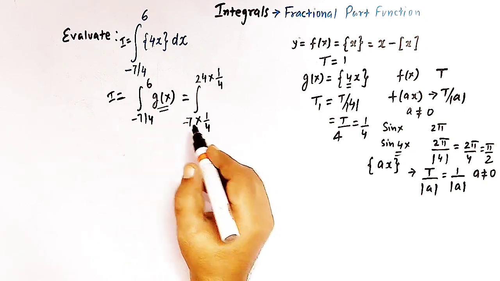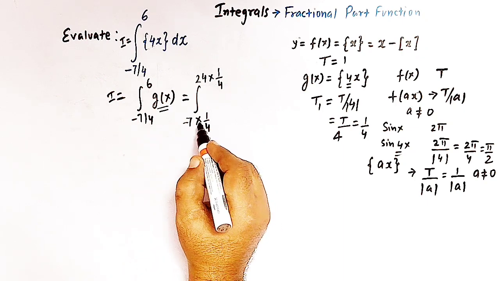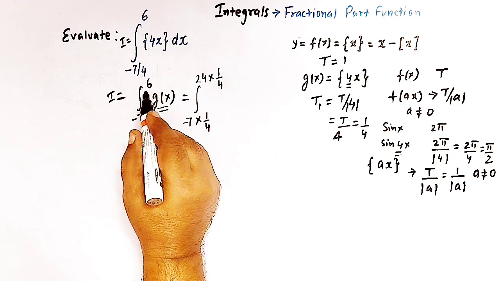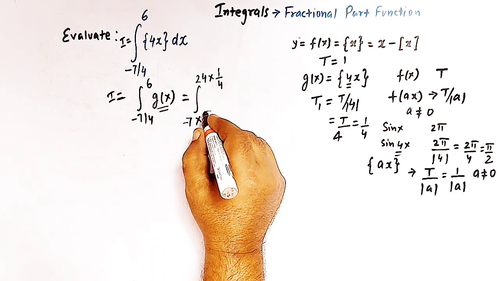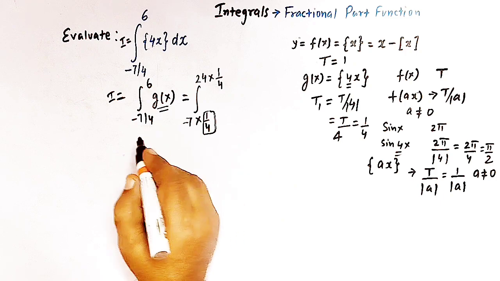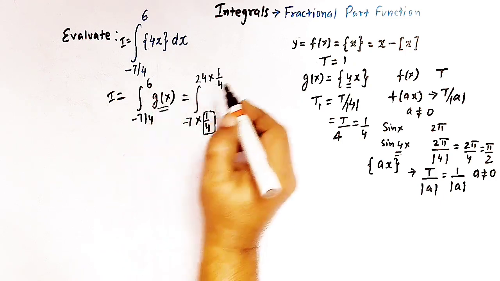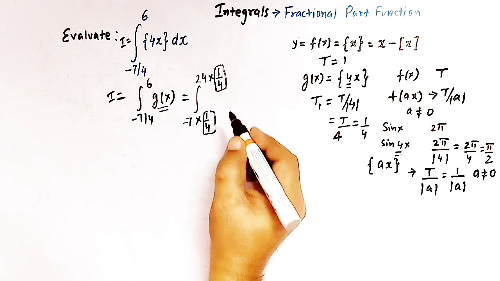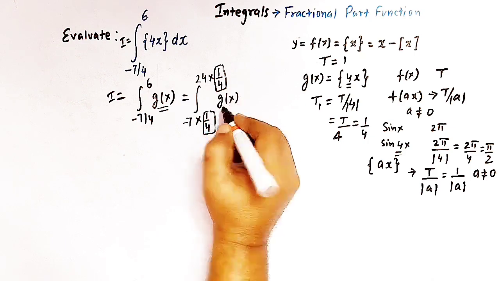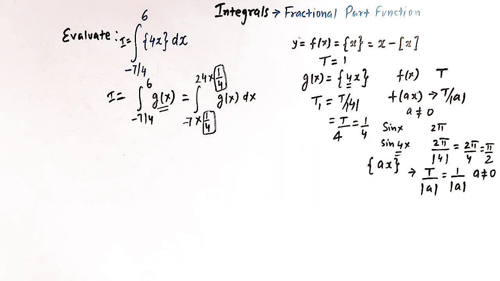Minus 7 by 4 can be written as minus 7 times 1 over 4, and 6 can be written as 24 times 1 over 4, so that here we have the period of this function g of x, right? So now here we will utilize an important property of definite integrals involving the periodicity of functions.